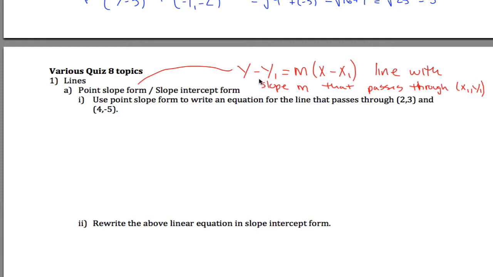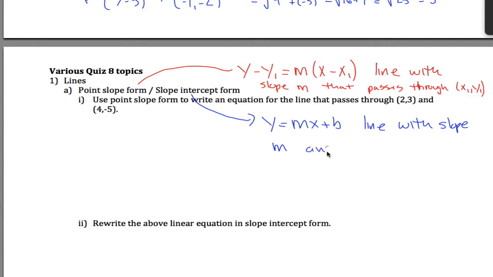This is generally not considered the standard form of a line. The standard form of a line is this thing which we refer to as slope-intercept form. Slope-intercept form looks like this, y equals mx plus b. This is a line with slope m and y-intercept b. What you will be asked to do is you'll be given a question where you're not told the y-intercept, you're not told what b is.